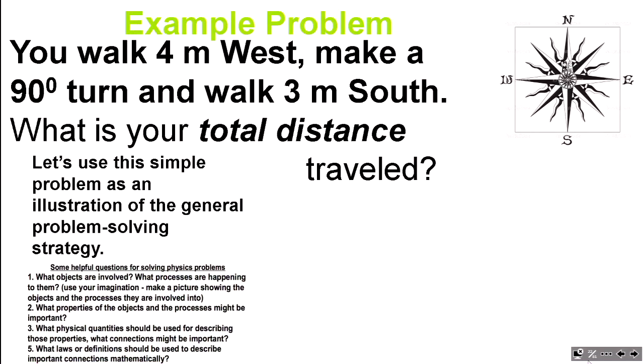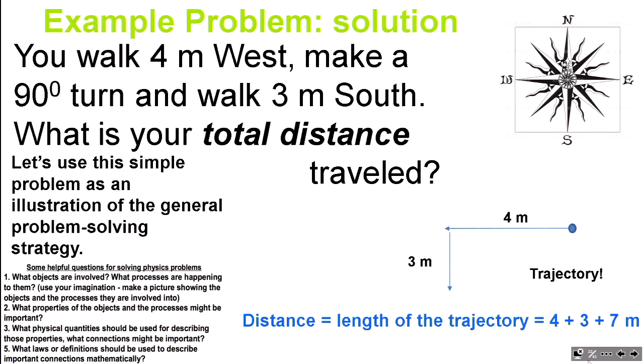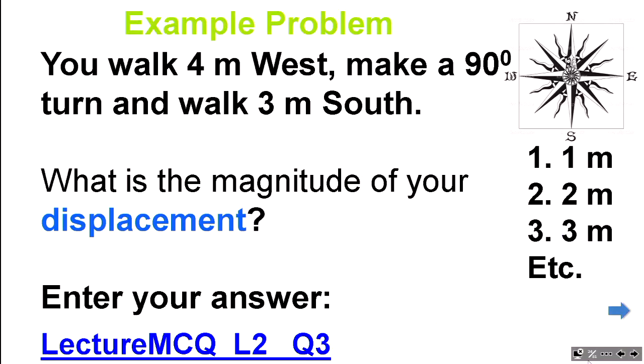So what do we have to do? We have to follow the steps of the problem-solving process. We have to read. Then we have to draw a picture, west, south. This is 4 meters long. This is 3 meters long. So what are we looking for? Distance. What is the distance? Length of the trajectory. So 4 plus 3, 7. Done. Next question, please.